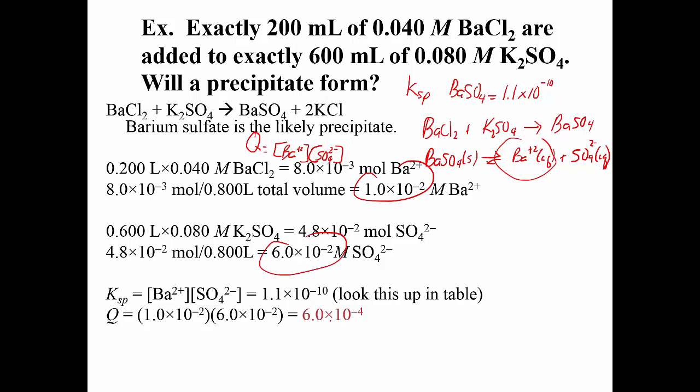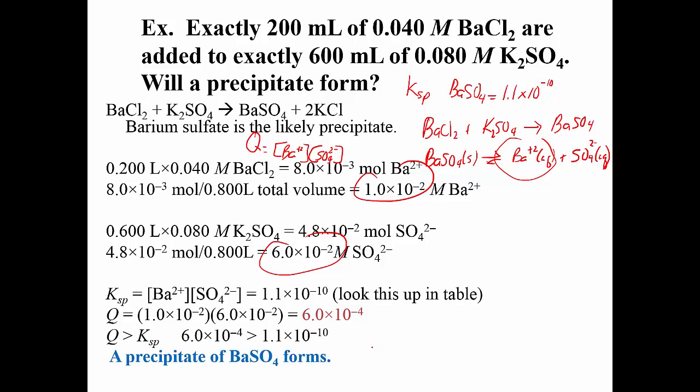So now compare Q to your K. This Q is much larger than K. So therefore, you're going to say, yes, a precipitate will form. A precipitate's going to form because Q is larger than K.